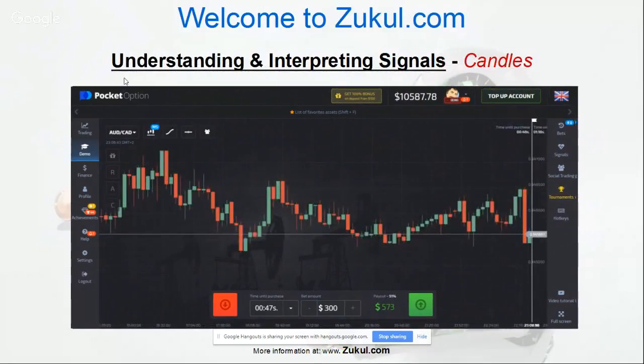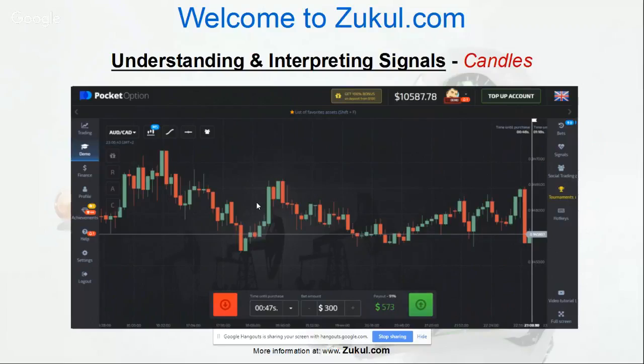Next thing is understanding and interpreting signals. Now, we've just seen some squiggly lines which don't really mean a great deal. So what we've laid on here is what we've called candles. I forget whether it was the Chinese or Japanese, I think the Chinese pricing mechanisms, they used to use it for the price of rice, I think, in ancient times. But basically the way that candles work, it can look very, very complicated when you first look at it.